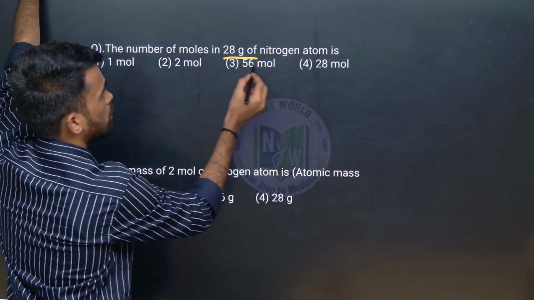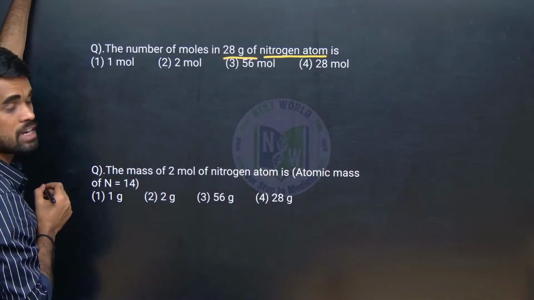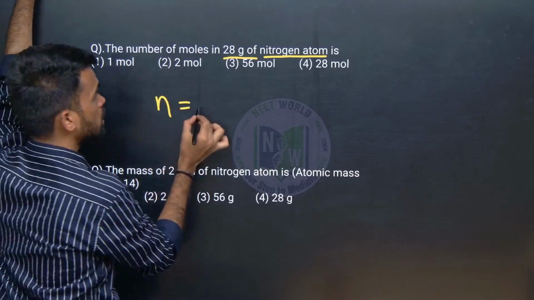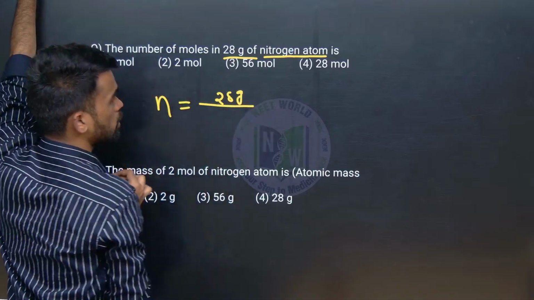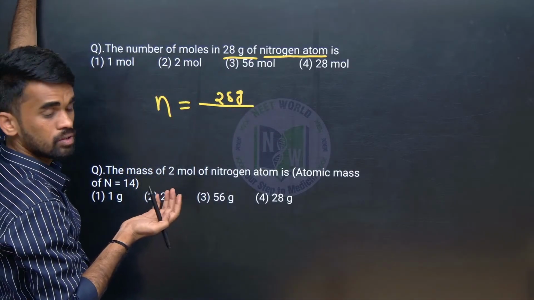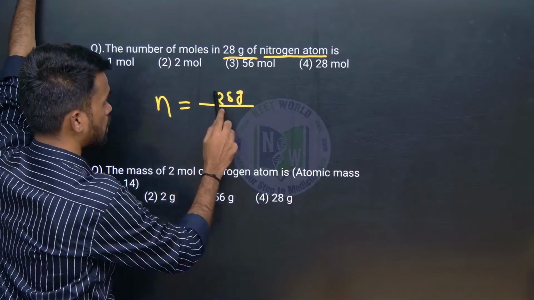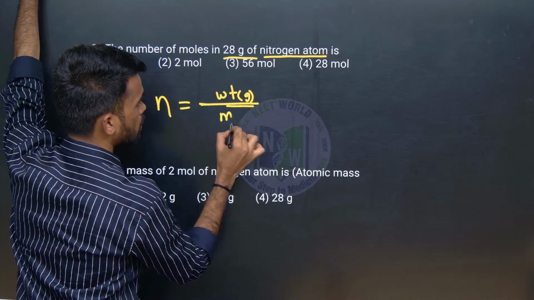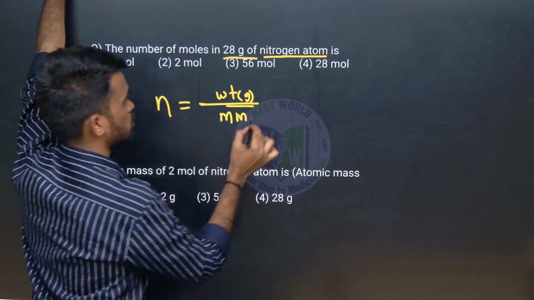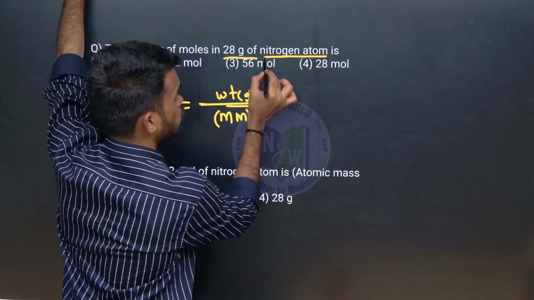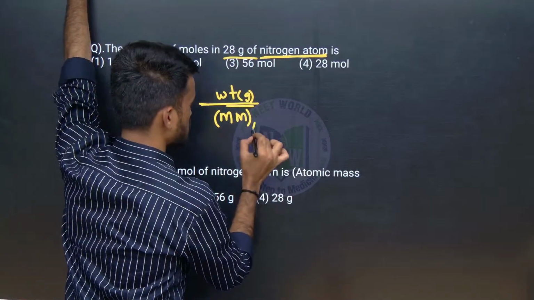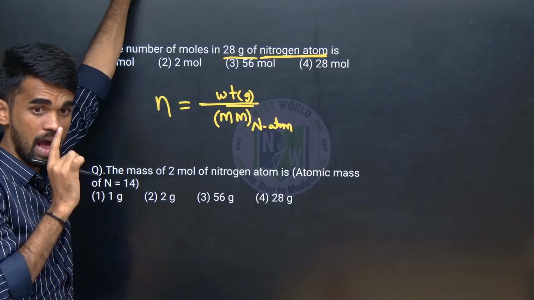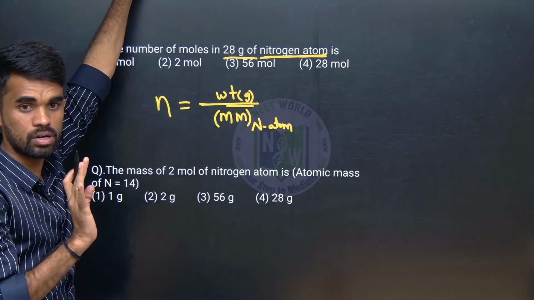So number of moles in 28 grams of nitrogen atom. They mentioned atom. So how can we calculate the number of moles? n equals given weight, 28 grams, by nitrogen atom. So what should I take in the denominator? What is the formula? Given weight by molar mass. Mm means molar mass. What is the molar mass of nitrogen atom? You should not get confused between atom and molecule. The complete answer will go wrong if you take it like that.